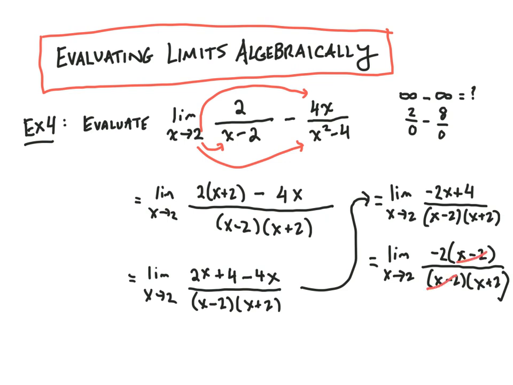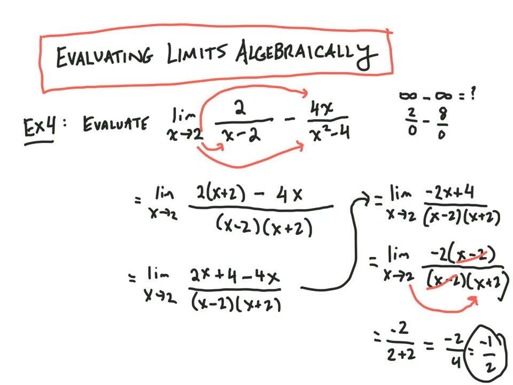Kind of a common theme here, that the x minus 2 cancels. And that actually eliminates the 0 divided by 0 that we created once we got the common denominator. And now I can substitute in 2 to what remains. And I'm left with negative 2 divided by 2 plus 2, which of course is negative 2 divided by 4. And that's negative 1/2. So that was the 4 different strategies that you can use to evaluate limits algebraically.